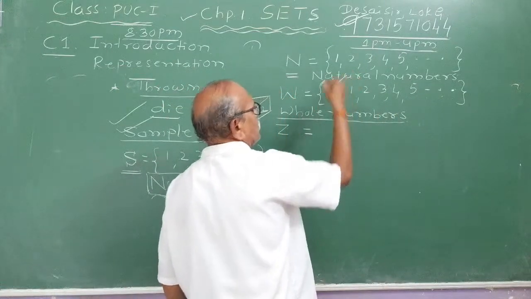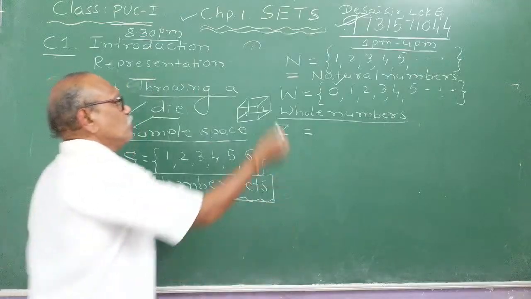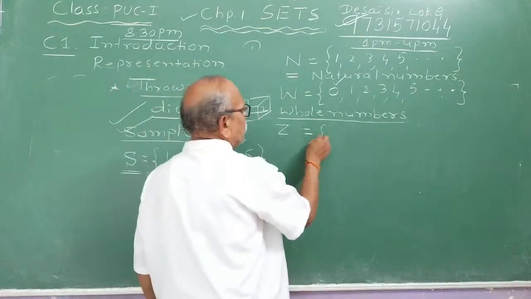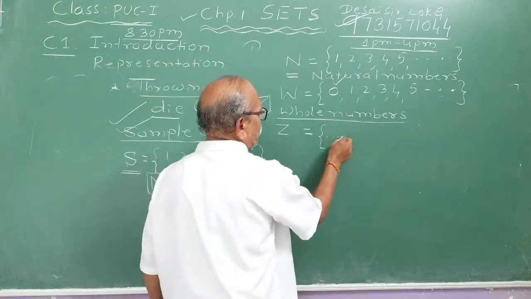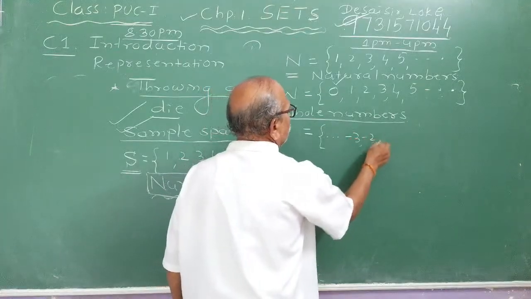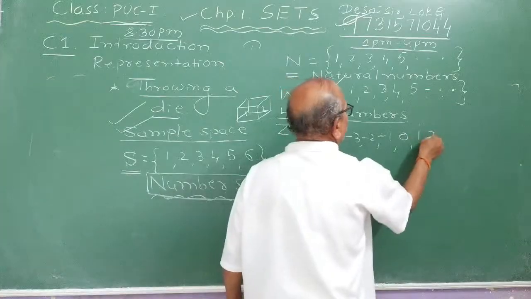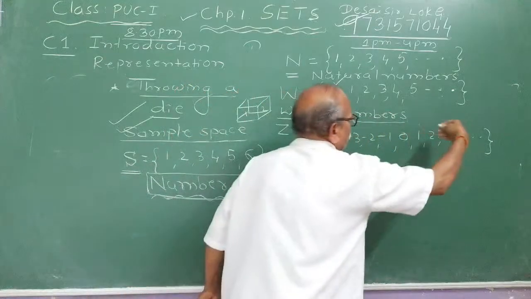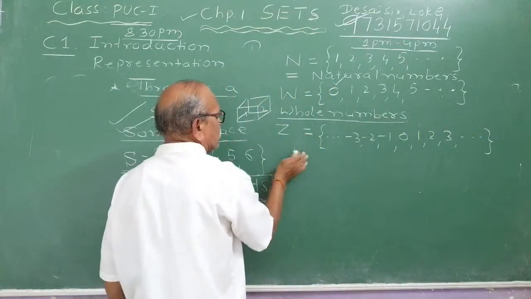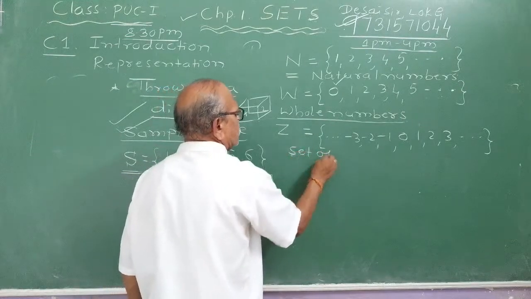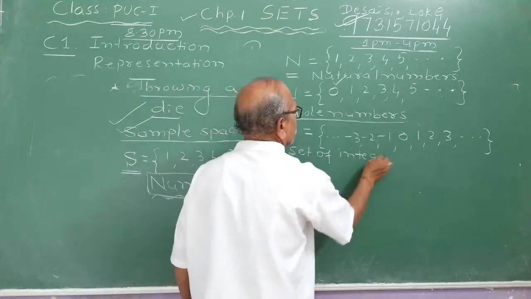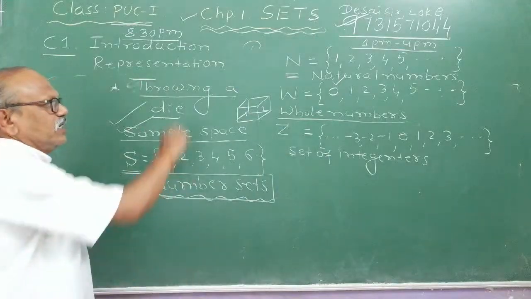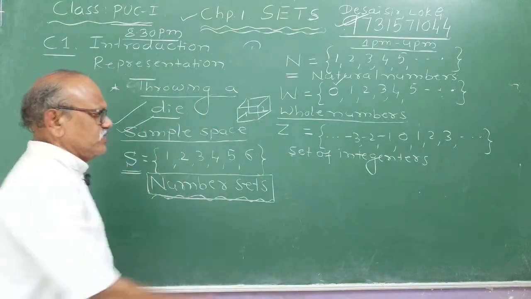When 0 was introduced by the Indian mathematician Aryabhatta, the whole number set was formed. The same set became bigger after the invention of negative integers, and from negative infinity, you will get -3, -2, -1, 0, 1, 2, 3, and so on. So here up to negative infinity, here up to positive infinity. And this set is called the set of integers. Remember, set of integers. This method of representation is called the roster method of representation.